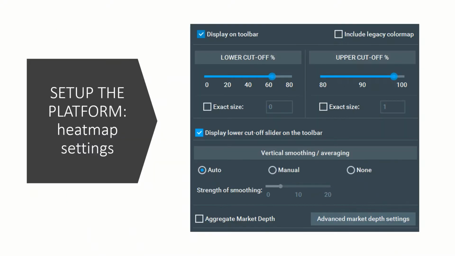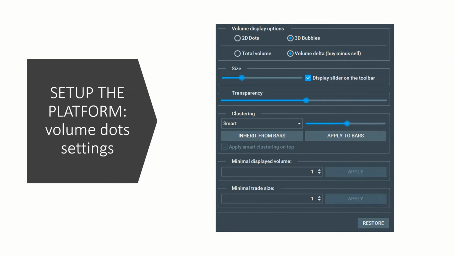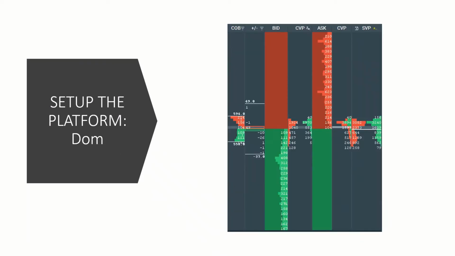Okay, so before we go on, I also want to talk about how to set up the platform. I have it set up so that everybody can see exactly what I see, as far as the heat map settings and the volume dots that we're going to use to identify the volume and what happens, and the DOM and the columns of the DOM. I have the current order book limited to the first 5 levels above and below.